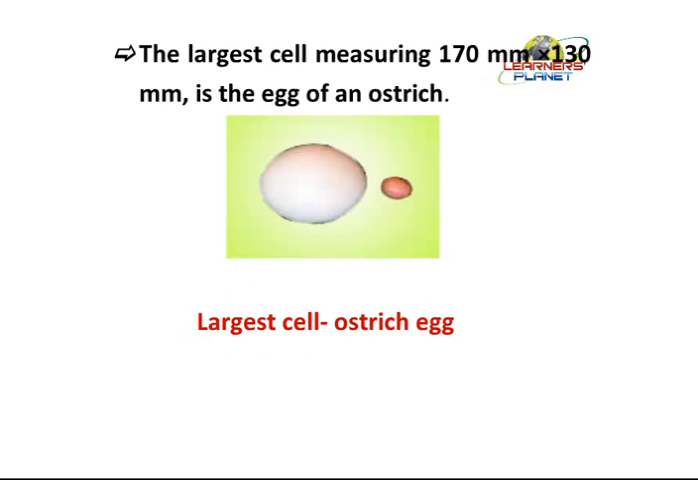Now further, which is the largest cell? It is the egg of an ostrich. The size is somewhere around 170 mm by 130 millimeters. So it is showing the dimensions of its length and breadth. So these are the largest cells, which can even be seen by the naked eye.